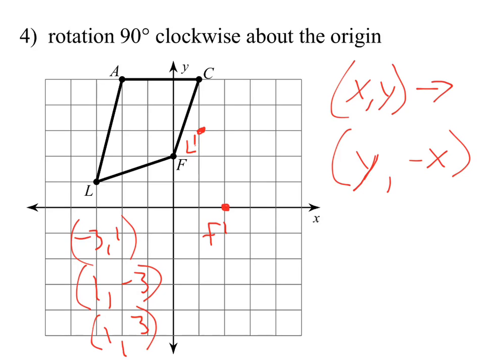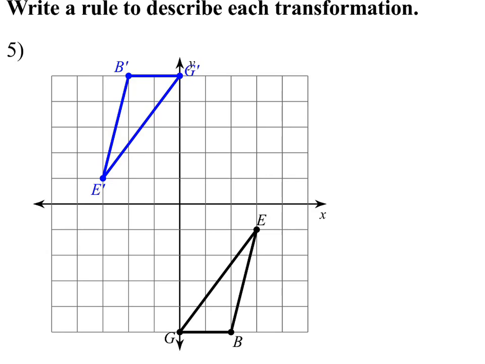So there's my F prime. C is at (1, 5). Change the order, change the sign on the second one. You can get (5, -1). So that's my C prime. A is currently at (-2, 5). Change the order, change the sign on the second one, which was your original x value, so it's going to be (5, 2). So there's my new A. Connect that up. Ta-da. Figure rotated.